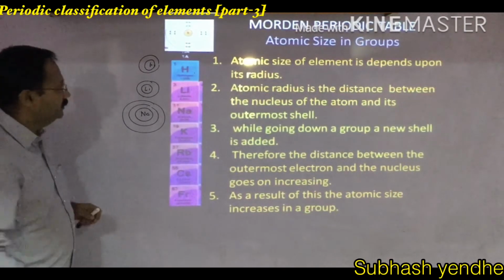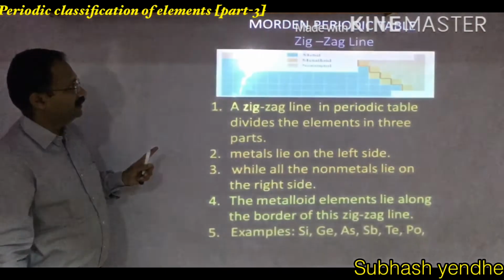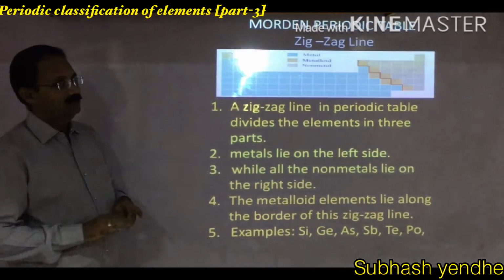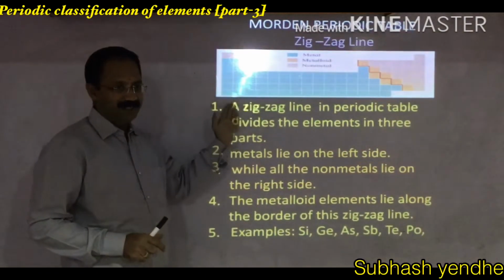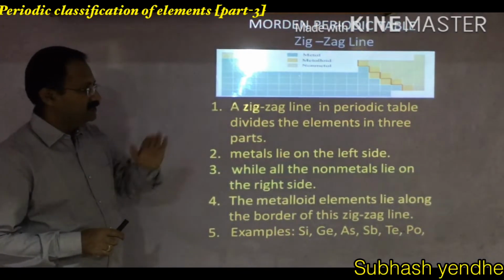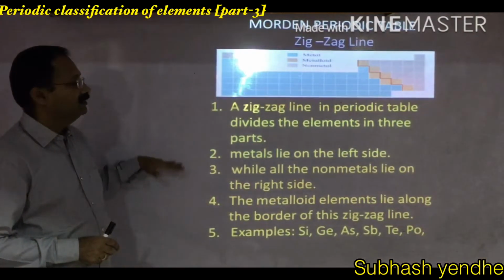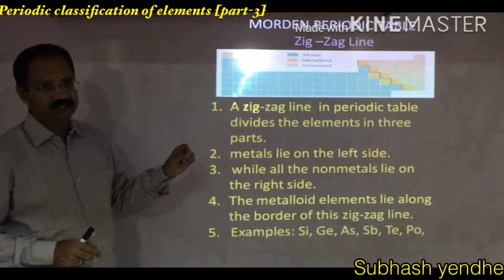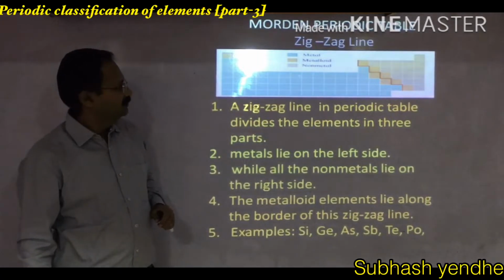Okay. Now let's see the next point, which is related to the modern periodic table, which is called a zigzag line. I told you last time, a zigzag line divides the metal and non-metal, and on the corner of the zigzag line there are some elements which are called metalloids, that is silicon, germanium, arsenic, tellurium and polonium. This is a zigzag line. Last time we have seen it in the modern periodic table.